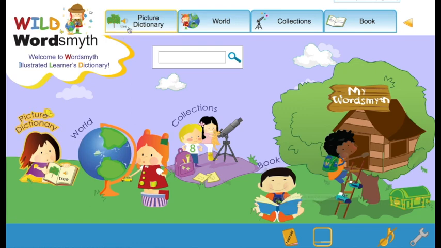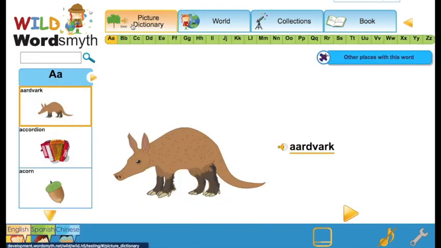The Picture Dictionary, designed with the youngest learners in mind, allows the exploration of a word visually and auditorily in Wild. Aardvark.